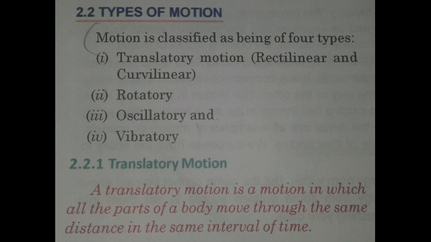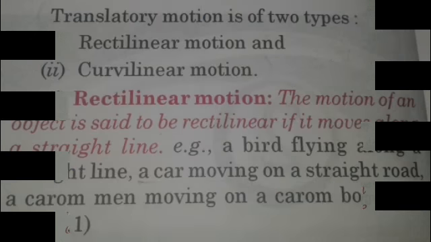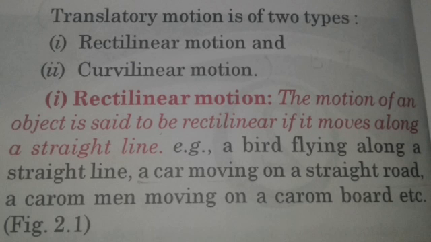Translatory motion. A translatory motion is a motion in which all the parts of the body move through the same distance in the same interval of time. किसी भी ऑब्जेक्ट को हम तब ट्रांसलेटरी मोशन में कहते हैं जब उस बॉडी के सारे पार्ट्स एक ही टाइम में एक ही डिस्टेंस ट्रेवल करते हैं. नाउ ट्रांसलेटरी मोशन इज़ ऑफ टू टाइप्स. फर्स्ट इज़ रेक्टिलिनियर मोशन एंड सेकेंड वन इज़ कर्विलिनियर मोशन.